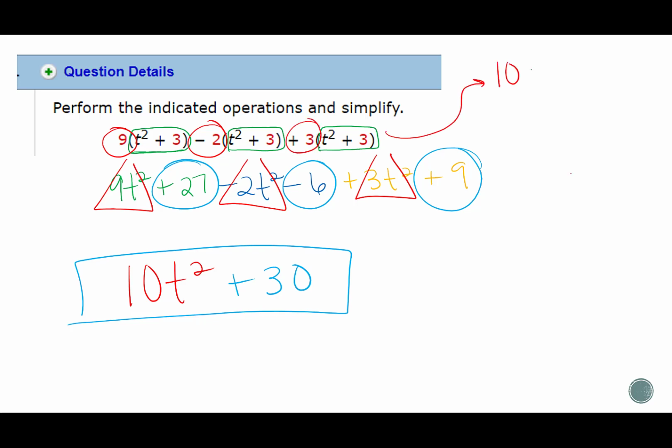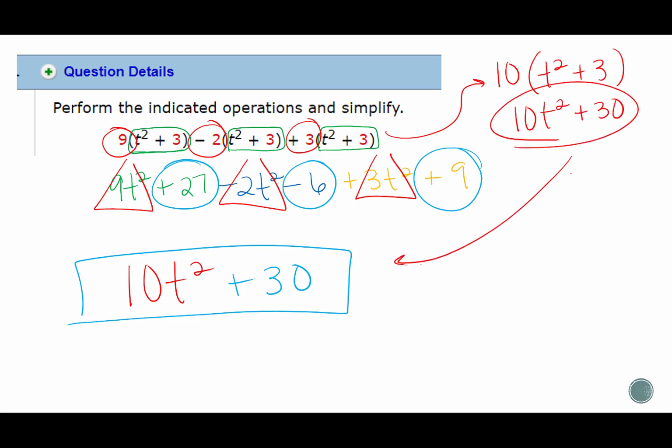So that would simplify to 10 times the quantity t squared plus 3. And then do you see once you multiply 10 through, you would get an answer of 10t squared plus 30? And that's exactly what we got the first go around. So make sure you're paying attention to things like that. Patterns just show up. What looked like a very difficult problem was actually pretty easy.